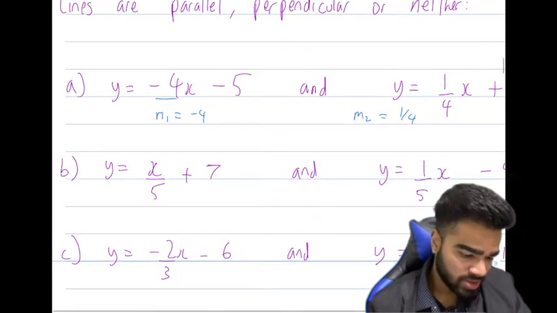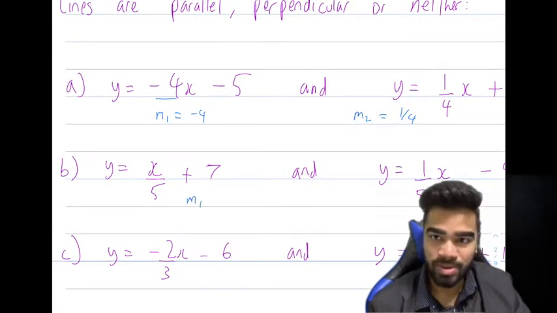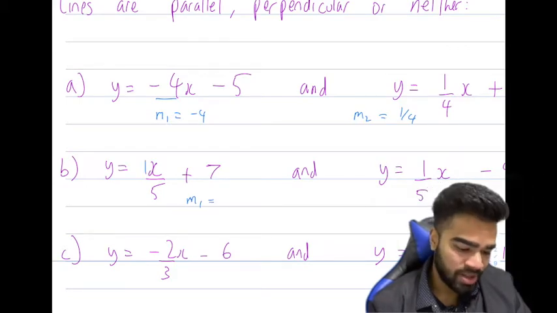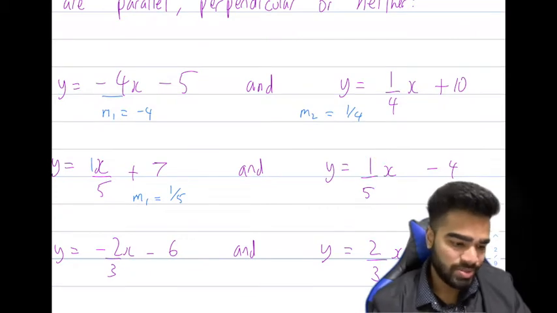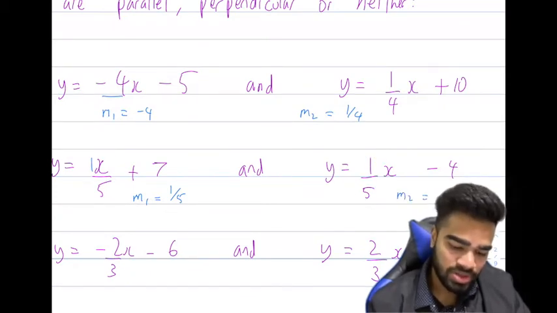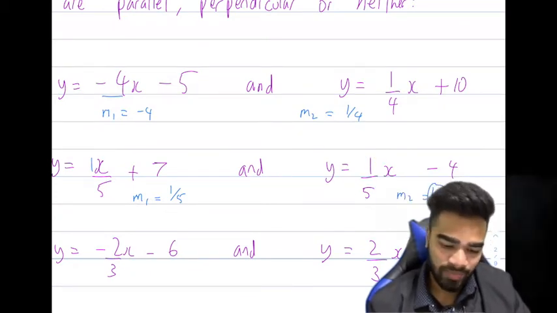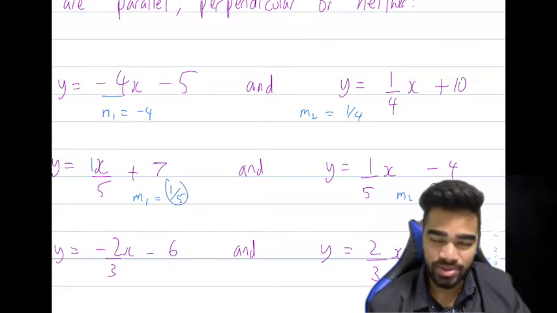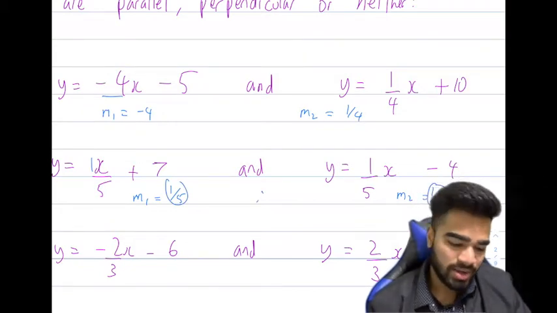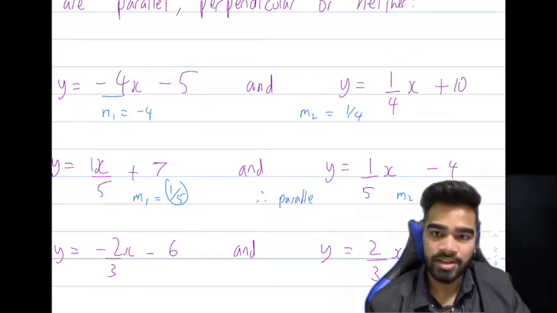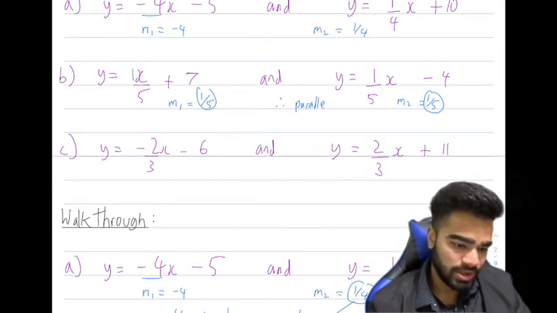What is the gradient of the first one? Remember, gradient is not 5. We talked about this in the gradients lesson. It's a number that multiplies x. In this case, it is 1 over 5. And obviously in this one it is even easier to see. m2 is equal to 1 over 5. So you can see this and this are the same. m1 is equal to m2. So what are they? We can say therefore they are parallel. Parallel, same gradient.